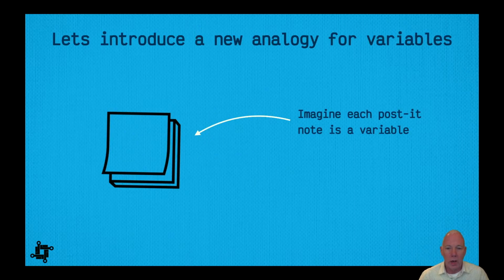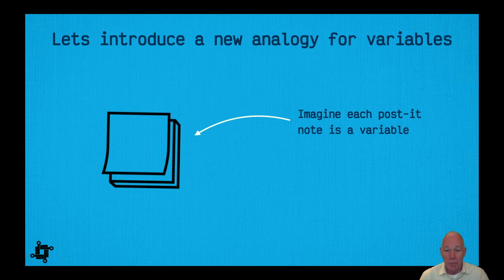So what I thought I'd do with this one is change up the analogy a little bit. Here, what I want to do is introduce a new analogy for variables. So in the previous video, we did variables that were boxes. And what I'm doing now is changing it to say, well, let's use post-it notes. And the reason for that will become apparent in a second.